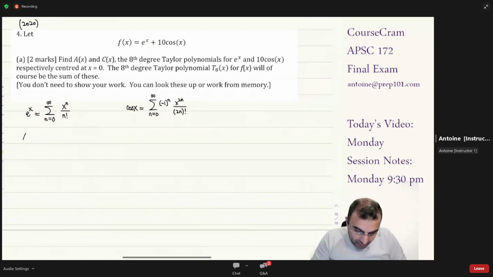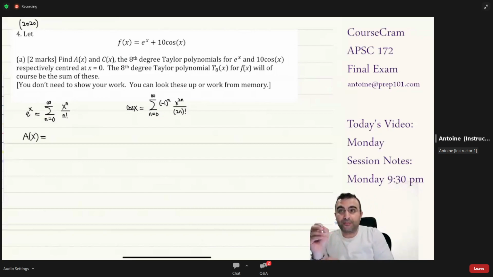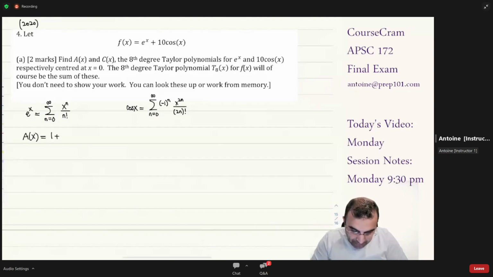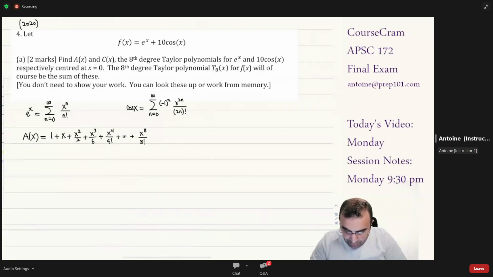So A of x, that's the Taylor polynomial of degree 8 for e to the x. So that's a lot of writing there. So 1 plus x plus x squared over 2 plus x cubed over 3 factorial plus x to the 4 over 4 factorial, I'm really not writing all of them, plus x to the 8 over 8 factorial.